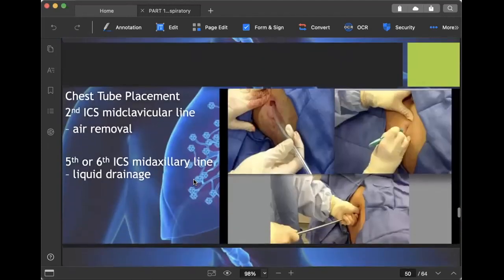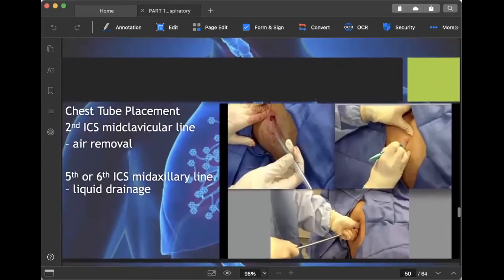Now here, in terms of your chest tube placement, this is usually in the second ICS mid-clavicular line. This is for air removal. Fifth or sixth ICS mid-axillary line is usually for liquid drainage.